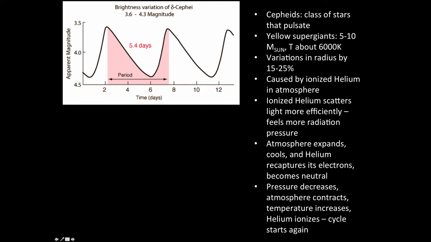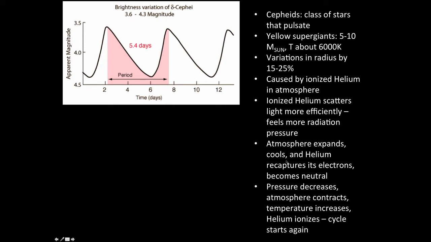What happens is the ionized helium in the atmosphere of stars actually scatters light very efficiently. It feels more radiation pressure, in other words. Light bounces off of it more. And that means that the radiation pressure in the atmosphere increases, and that causes the atmosphere to expand. Greater pressure means the outer layers of the star will expand a bit.